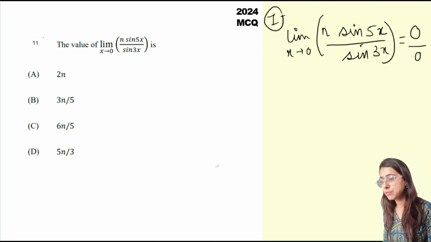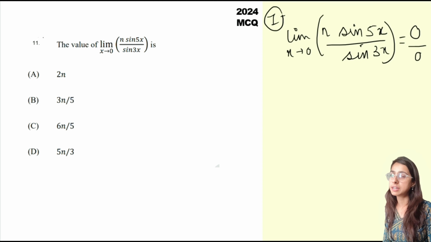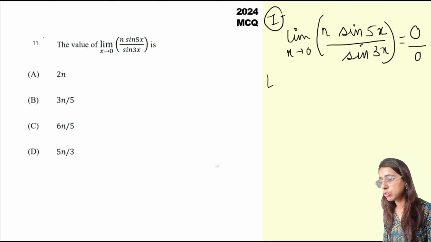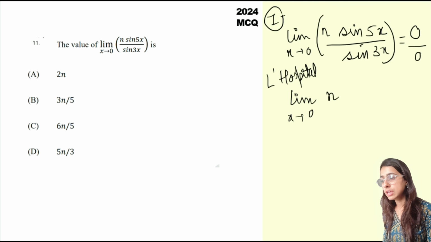That is, we will differentiate numerator and denominator by x. So here also we will use L'Hopital's rule. So we will differentiate the numerator and the denominator by x. If we differentiate this sin 5x, we will get cos 5x multiplied by 5.